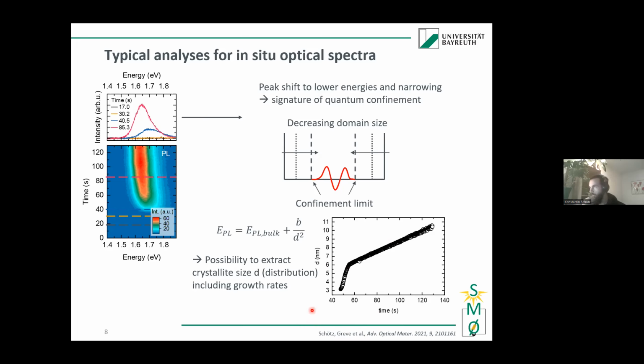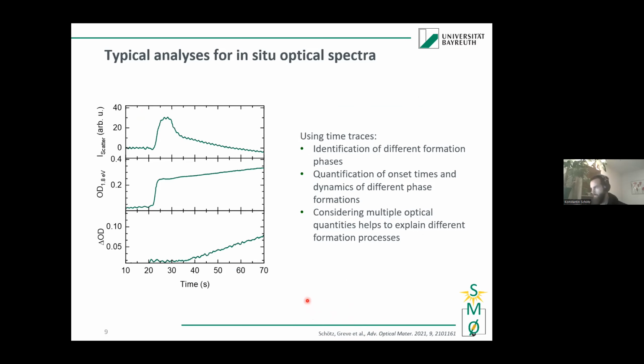Okay, now we have looked at the spectra quite in detail. To quantify the dynamics of the film formation, it is very useful to consider time traces of the different optical quantities. So here shown as a function of time, the intensity of the scattered light from this additional scatter LED, the optical density right above the band edge, and delta OD, which is basically how big this band edge is that we see.